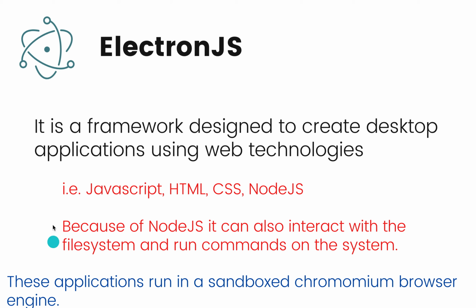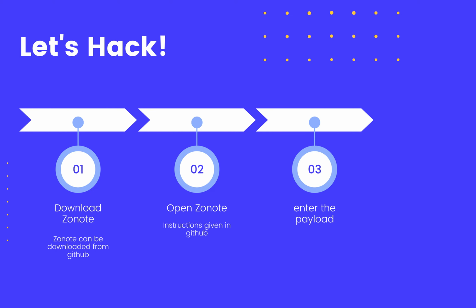So I smell hacking guys here. So these applications will run in a sandboxed Chromium browser engine. So we do not need this as of now, but let's just hack. What do we know? What do we need? We need an application called Zonaut. We'll be downloading it from GitHub. We'll be opening up Zonaut and entering our payload.